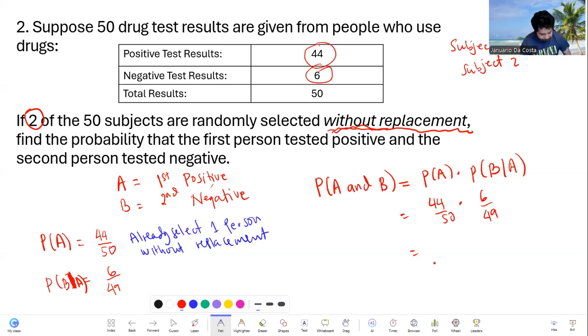So what is this value? It is a very, very low probability. You get about 0.11. Okay, so 0.11. Comprende? Any questions?